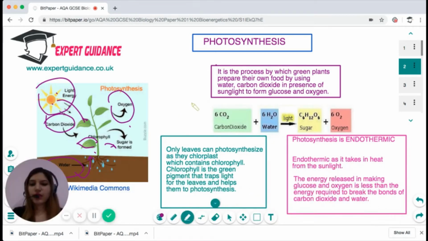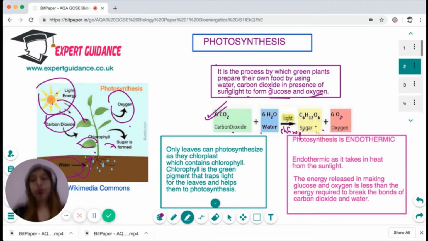So it is a process by which green plants prepare their own food by using water and carbon dioxide in the presence of sunlight to form glucose and oxygen. And you need to remember this equation. This is very important. CO2 and water in presence of light, and you can also write chlorophyll if you want, to form sugar and oxygen, or glucose and oxygen.